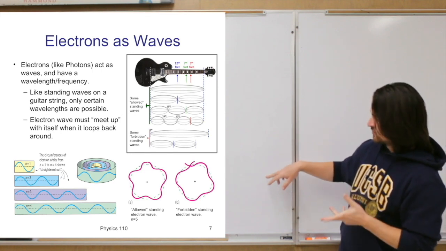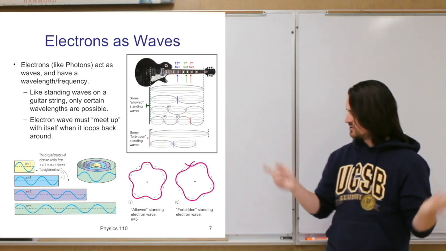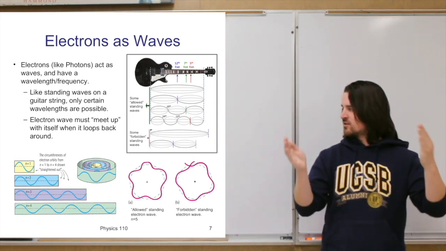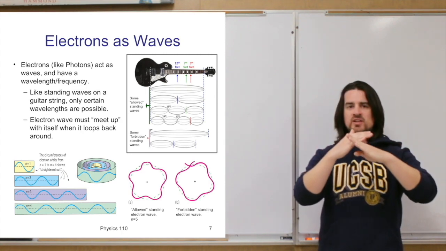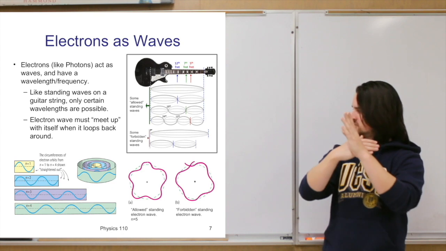This other picture is a forbidden one, where when you take that wave and you try to wrap it back around on this circle, on this distance here, the waves are doing different things when they meet back up, right? Like one's going up, one's going down.